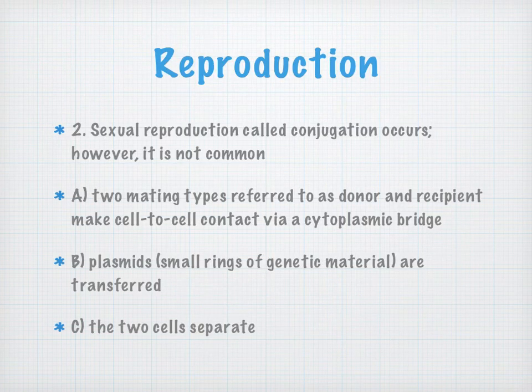The other type is sexual reproduction, called conjugation. It occurs, however, it is not common. So here we have two mating types, referred to as a donor and recipient. They make cell-to-cell contact via a cytoplasmic bridge. The plasmids, or the small rings of genetic material, are transferred, and the two cells separate.